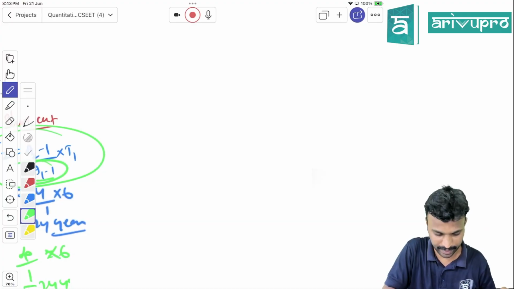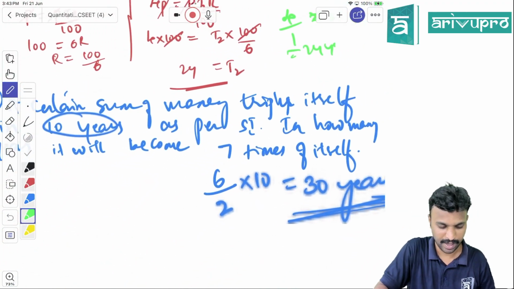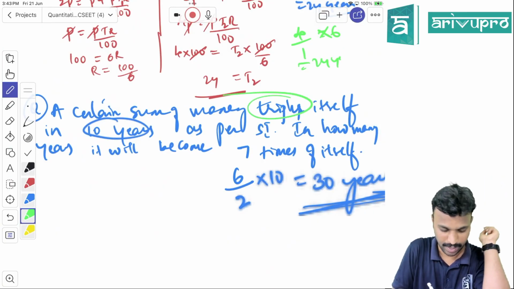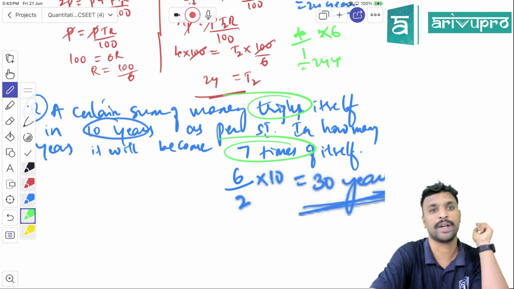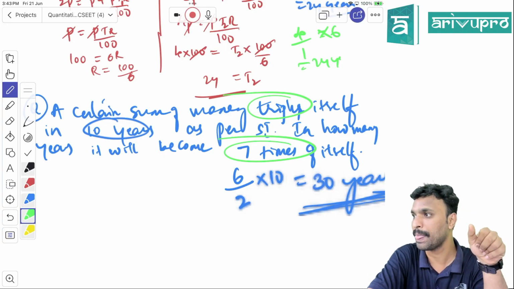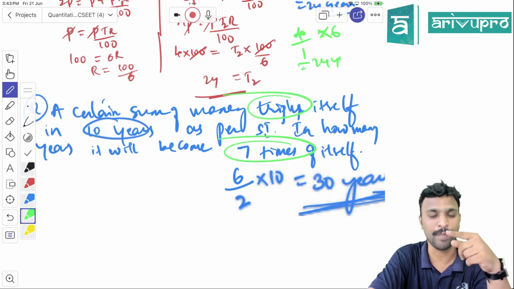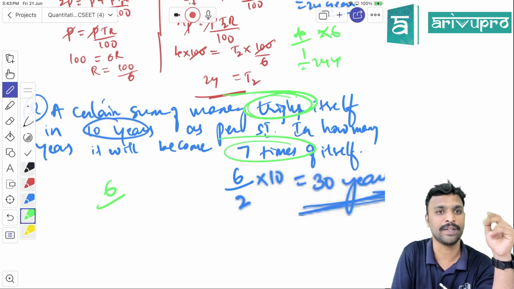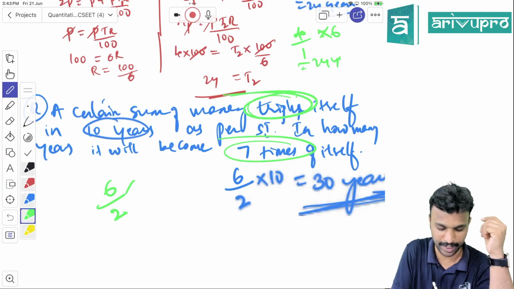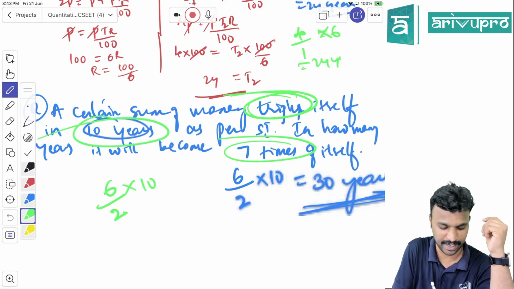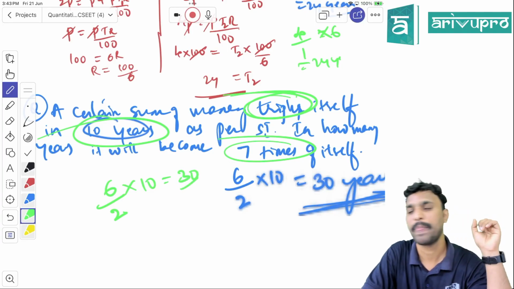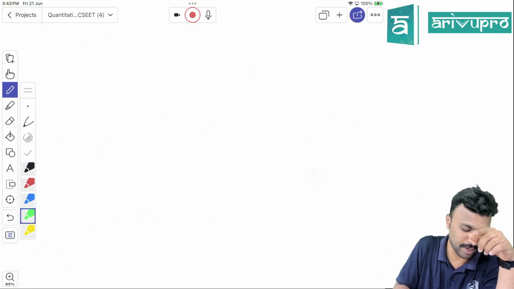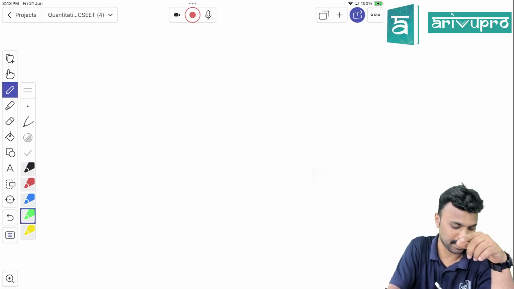I think I gave one more question on this, right? You see, a certain sum of money triples. Triples means 3 times. And they have also given 7 times. Two amounts in terms of principal. So what's the shortcut? Second amount minus 1: 7 minus 1 is 6. First amount minus 1: triple means 3 minus 1 is 2. Into the time taken in the first case, 10. The answer is 30 years. Understood? This was the last type that we had discussed. Just one more type before we move on to compound interest.